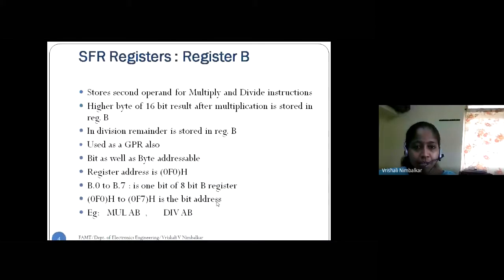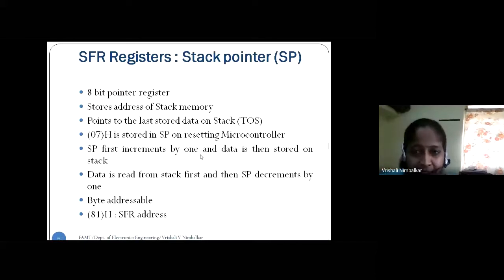So please remember about the stack pointer. It is very, very important. Handling stack is very important when we do coding. So that is about your stack pointer. And again, it is byte addressable, meaning we can always read and write 8-bit information from stack pointer. Bit access is not available. And the address is 81 hex. Is that okay, everyone? Just to revise, it stores the address of stack memory, always points to top of stack. By default, the address stored is 7 hex.